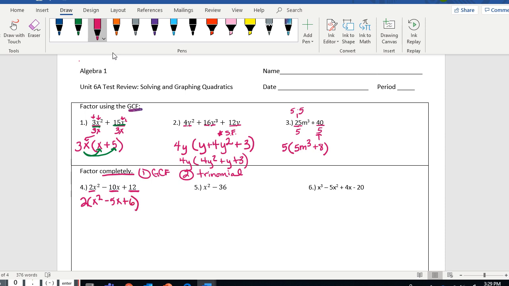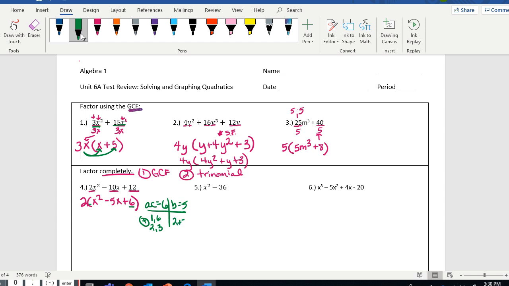Okay, now this is how we have been doing this, and I'm going to continue this in the fashion that you did these when we did them the first time. So AC is 1 times 6, which is 6. B is negative 5. The factors of 6 are 1 and 6, 2 and 3. This is a positive 6, so you'd have to add these together to get this negative 5.